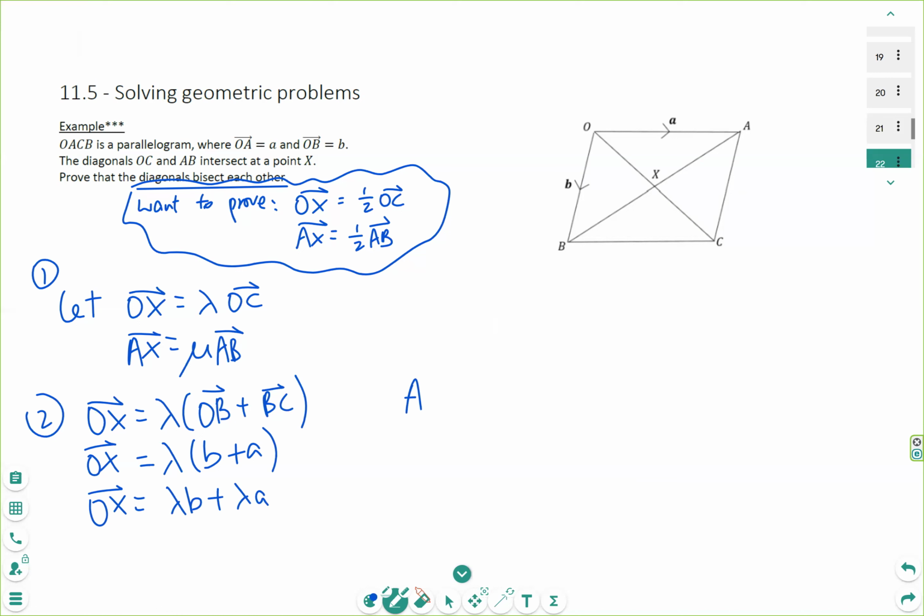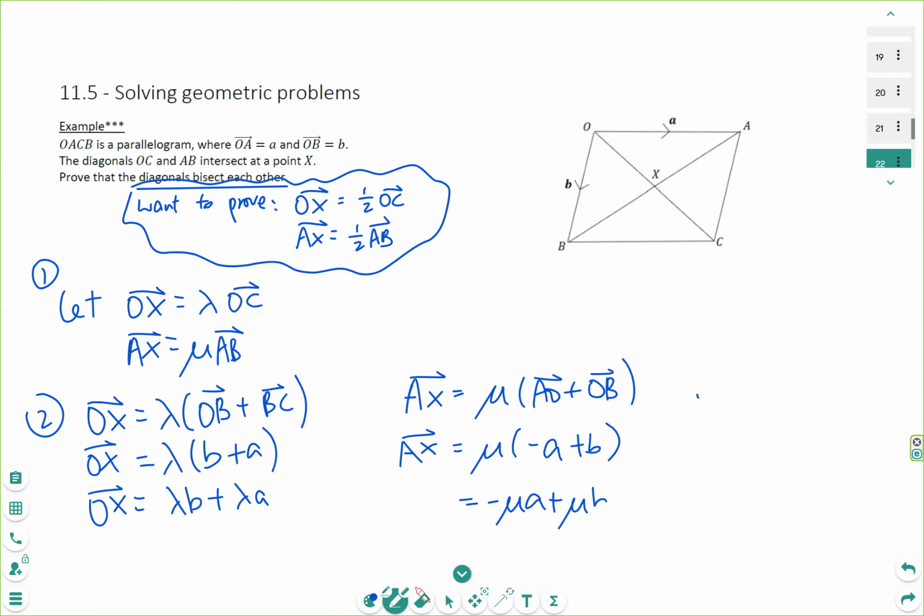Also, I need to do the same for AX. So AX is the same as mu of AB. What's AB? AB is AO plus OB, or AC plus CB, whichever way. So AX equals mu of AO plus OB, which is negative A plus B. Expand the bracket: negative mu A plus mu B. Again, we keep the A and B at the back of each term. You don't write A mu A. It has to be mu A, right? Because A is a vector.